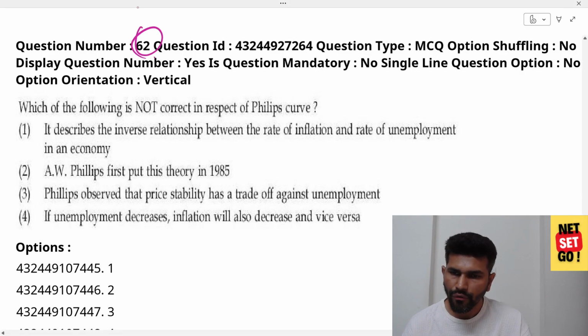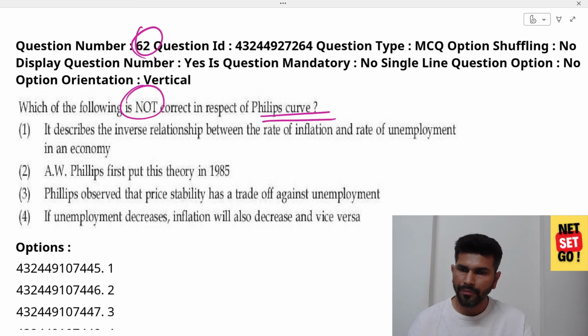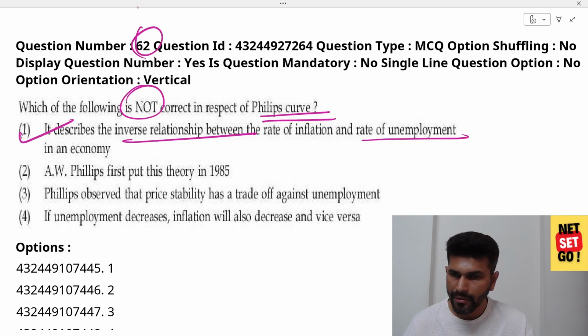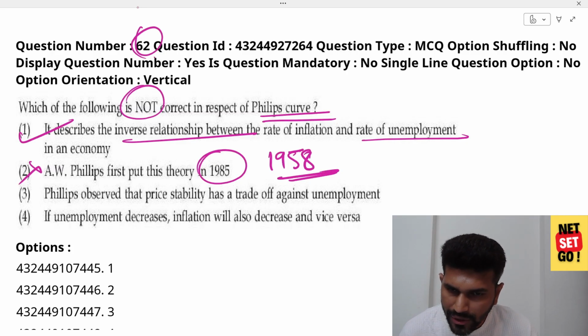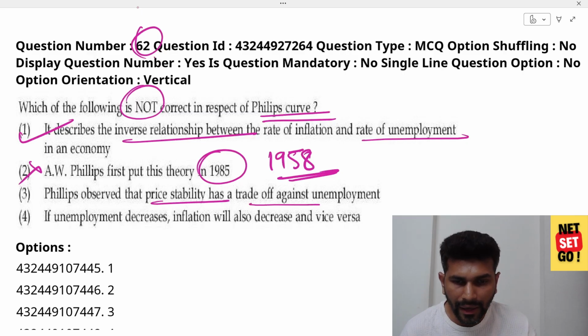Next, which of the following is not correct in respect of Philips curve? It describes the inverse relation between the rate of inflation and rate of unemployment. Correct. Philips first put this theory in 1985. No, 1958 is correct. So which one is not correct? 2 is not correct. Philips observed that price stability has a trade-off against unemployment. Correct.